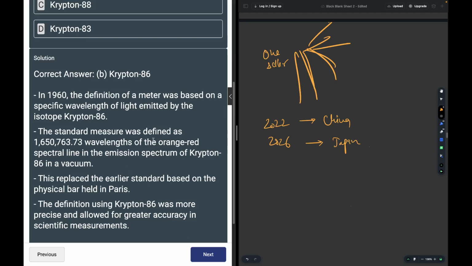The standard measure of 1 meter was defined as 16,50,763.73 wavelengths of the orange-red spectral line in the emission spectrum of krypton 86 in vacuum. Need not remember this number, this might never come. So orange and red spectral lines can be learned. Krypton 86, orange and red spectrum lines.